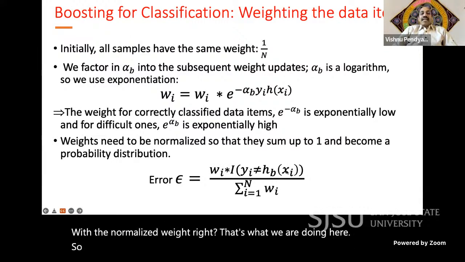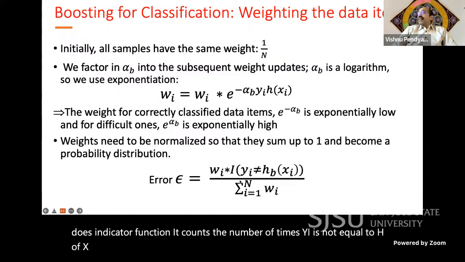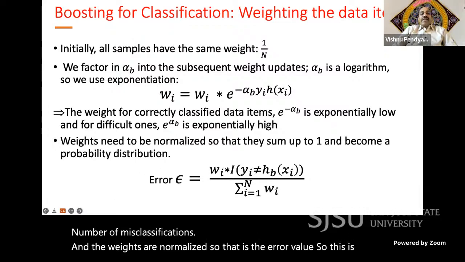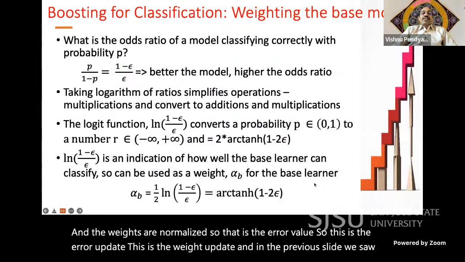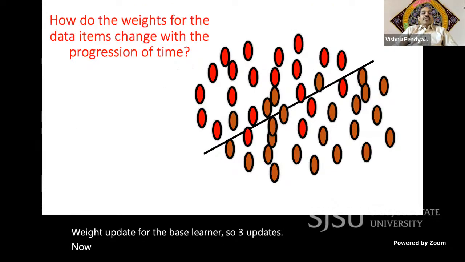So compute the number of misclassifications. That's what the I function does, the indicator function. It counts the number of times yi is not equal to h of xi. It counts all those misclassifications and computes the weighted number of misclassifications. And the weights are normalized. So that is the error value. So this is the error update. This is the weight update. And in the previous slide, we saw the weight update for the base learner. So 3 updates.